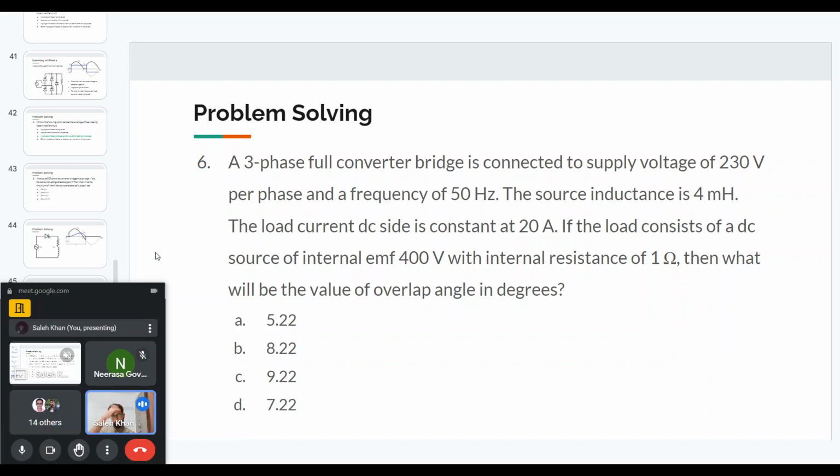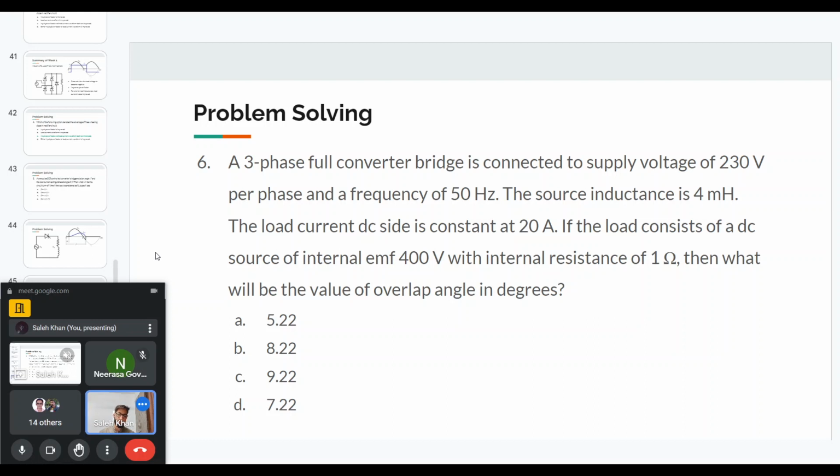Okay, let's continue. So the sixth problem says that we have a three-phase full converter. A full converter basically means a fully controlled converter which has six SCRs. It is connected to a supply voltage of 230 volt per phase and a frequency of 50 hertz. The source inductance is 4 millihenry.